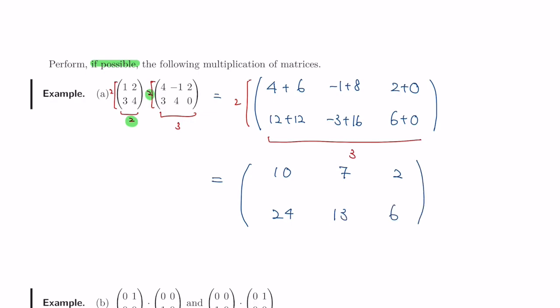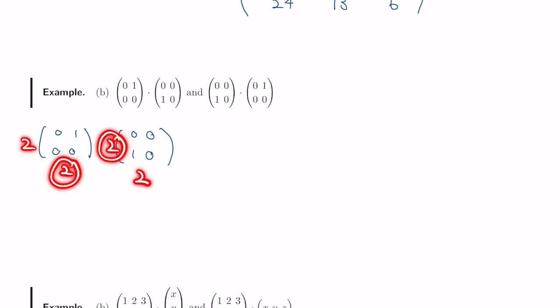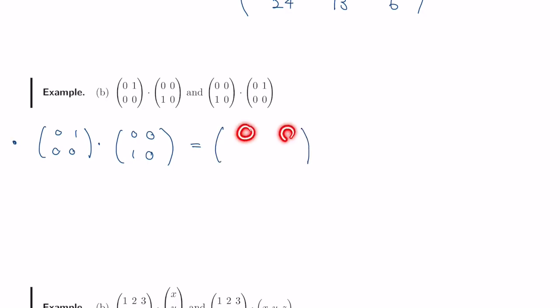Okay, so we're done for the first multiplication. So let's do another example. So two very similar looking examples. The first one is [1,0; 0,0] times [0,0; 1,0]. So both of them are 2 by 2 matrices, and in particular, these two numbers agree, so we can multiply them. And then the resulting matrix is also a 2 by 2 matrix.